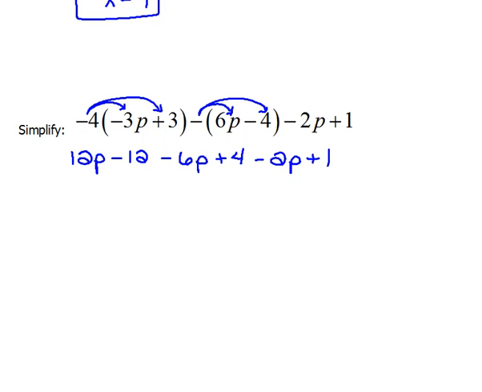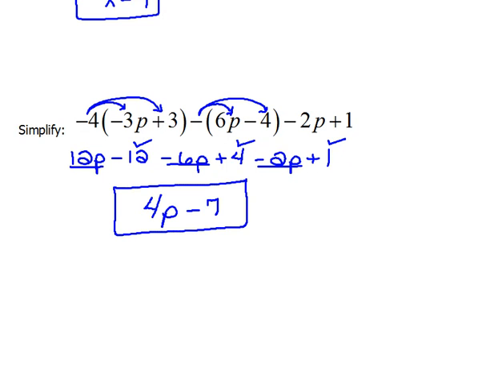Now we can combine our like terms. We've got some p's that we can put together. 12p minus 6p would be 6p's. Minus 2p would be 4p. Then we can put together our numbers. Minus 12 plus 4 would be a minus 8. And then plus 1 would be a minus 7. And we can't go any further because these are not like terms, so we cannot combine them.